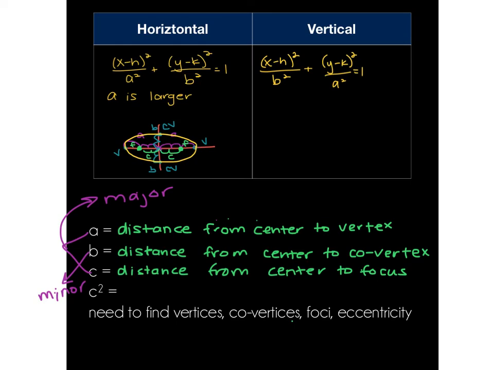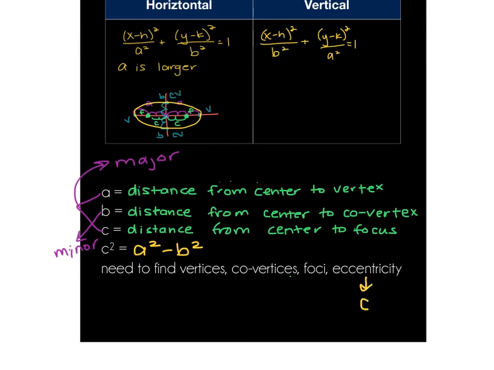The relationship between a squared and b squared and c squared with an ellipse is that c squared equals a squared minus b squared. So that flips for hyperbola. You've got to be able to find your vertices, your co-vertices, your foci, and your eccentricity. So a gets you to the vertices, b gets you to the co-vertices, c gets you to the foci, and remember eccentricity is c over a. And for an ellipse, it has to be between 0 and 1. The closer it is to 0, the rounder your ellipse is. The closer it is to 1, the flatter your ellipse is.